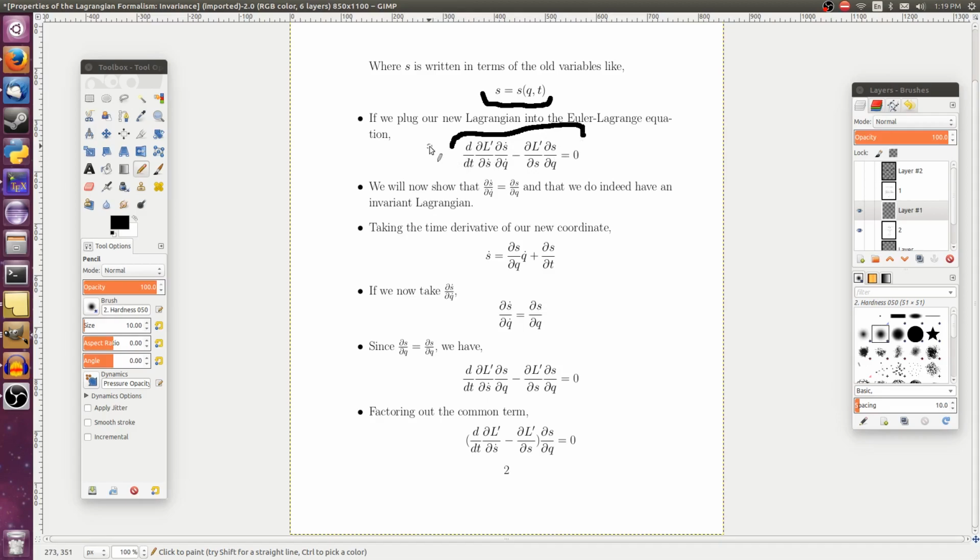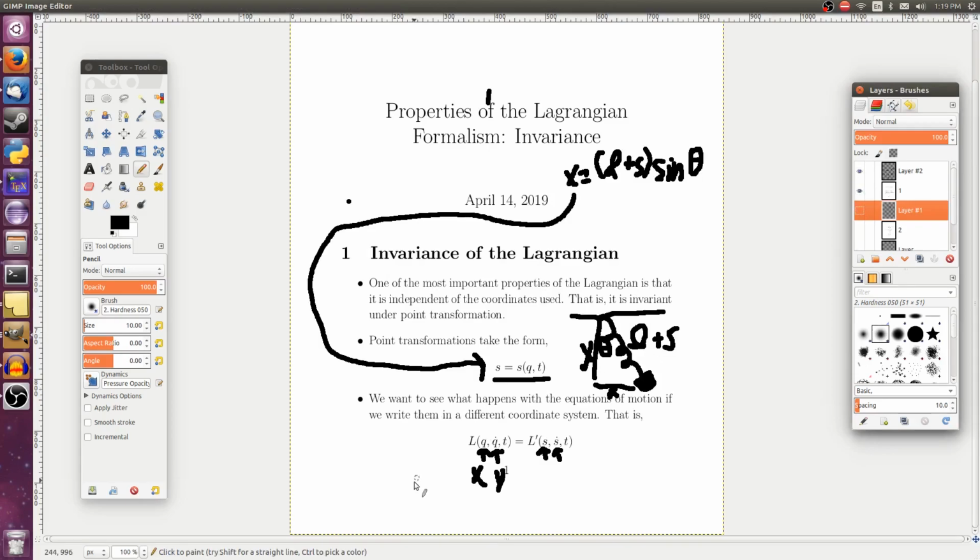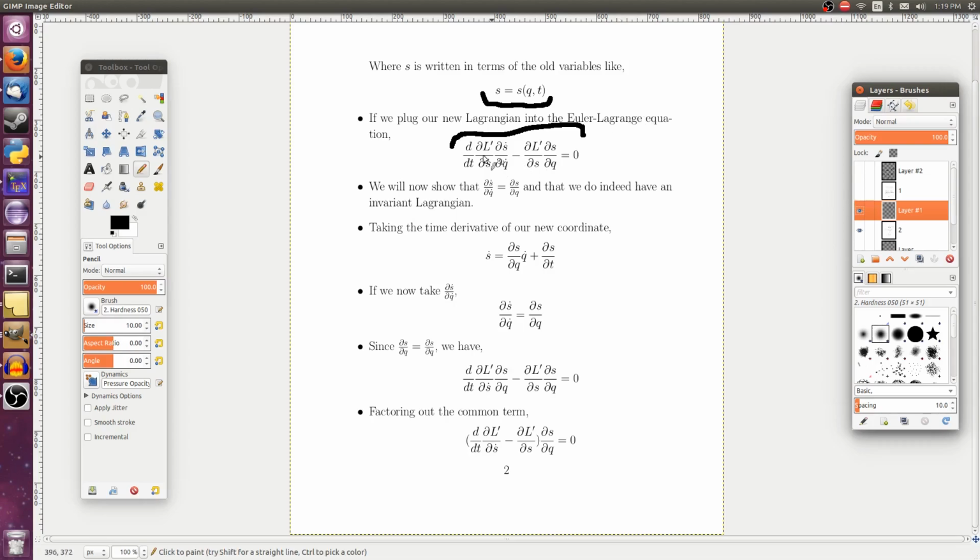To walk through it term by term, we need d over dt of partial L with respect to q dot. Here we have partial L prime, where we define L prime to be the Lagrangian in our new coordinates. L and L prime are the same thing, just expressed differently. So we would have partial L prime over partial s dot, since L prime is a function of s, s dot, and t. Then by the chain rule, we have partial s dot over partial q dot. That's it for the first term. Then we have minus partial L prime over partial s, since once again it's a function of s and s dot, and the chain rule tells you we need to take partial s over partial q.